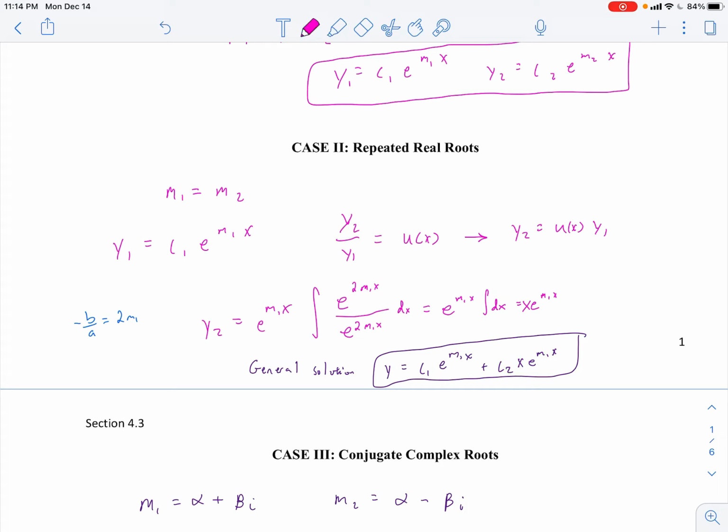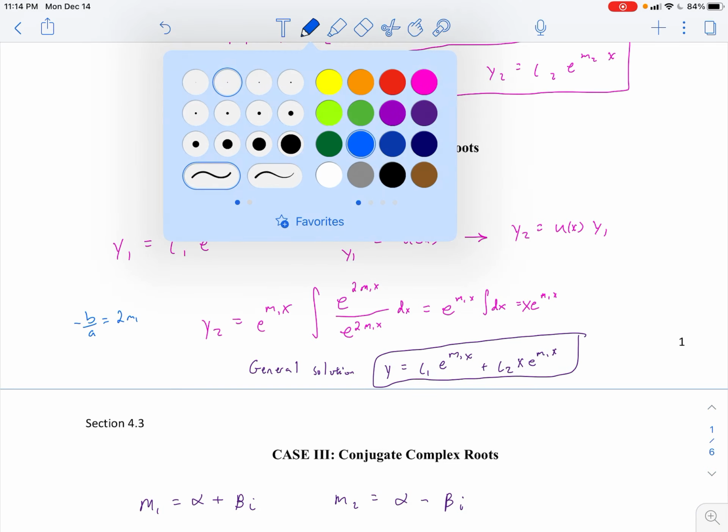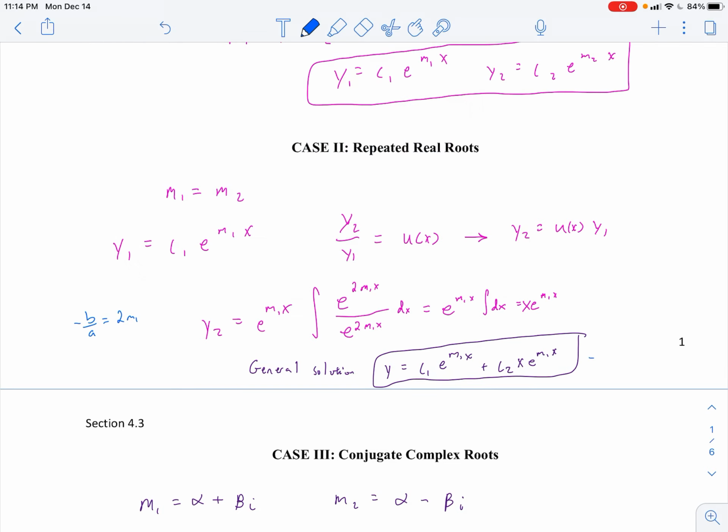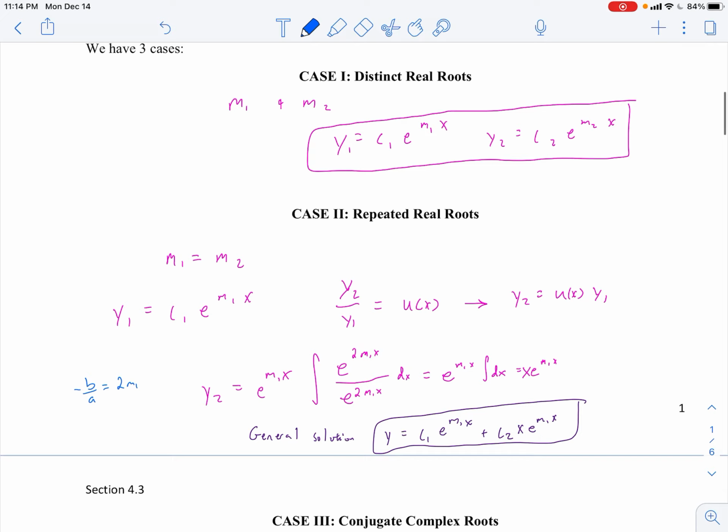Now, say it was a triple repeated root. Our next solution, if it's a triple repeated root, is just going to be plus c sub 3 x squared e to the m sub 1 of x. If we added another solution of another repeated root, it's going to be c sub 4 times x cubed e to the m sub 1 of x. I just wanted to throw that in there so that you know what happens if there's a triple repeat. All right, and that's going to be it for this one.